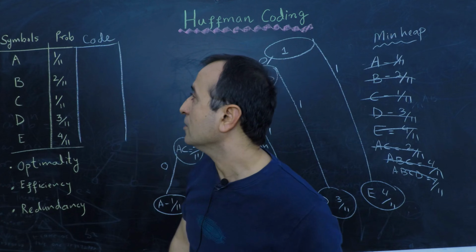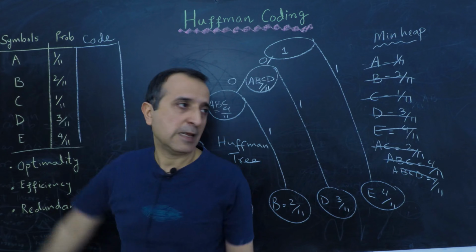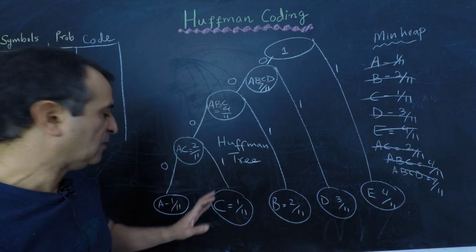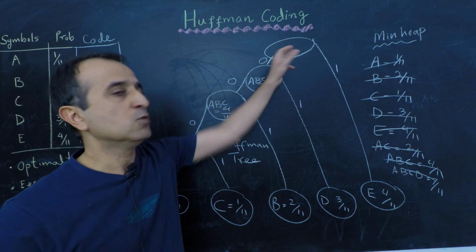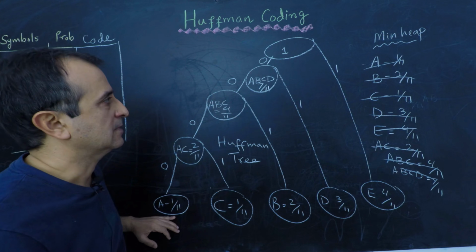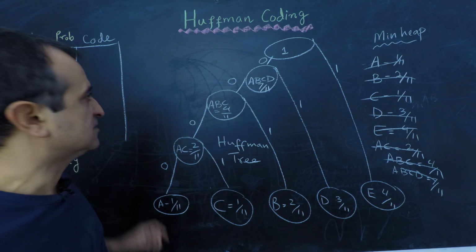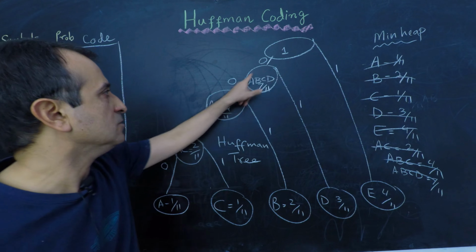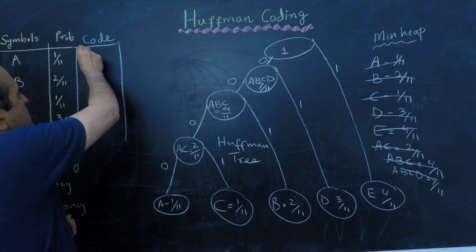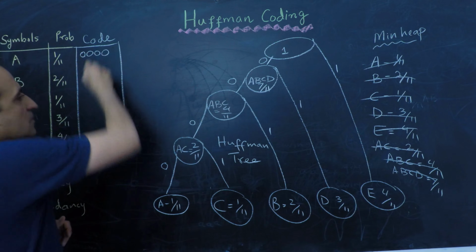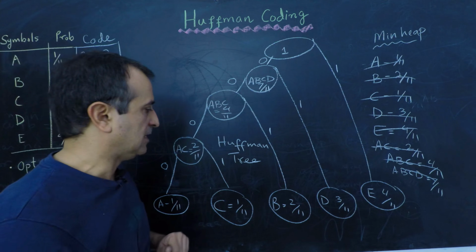So the code for symbol A will be the path it takes from the root to the leaf A, and the code for symbol A will be 0, 0, 0, 0. So four zeros. We are done with A.